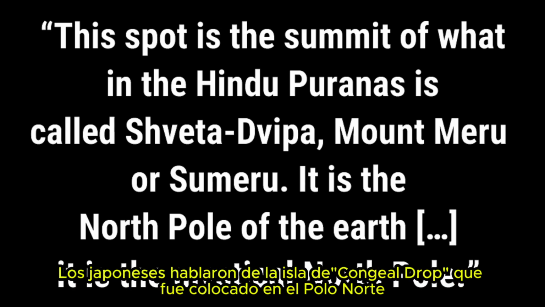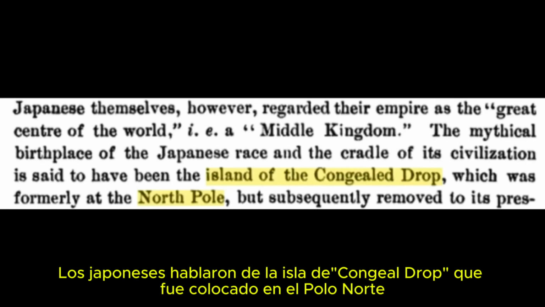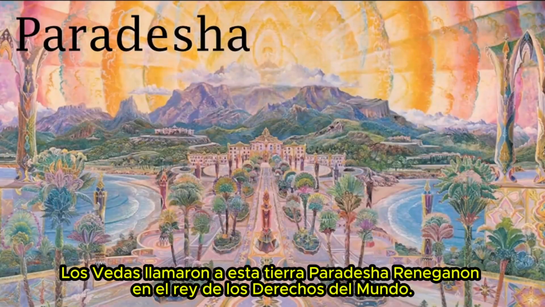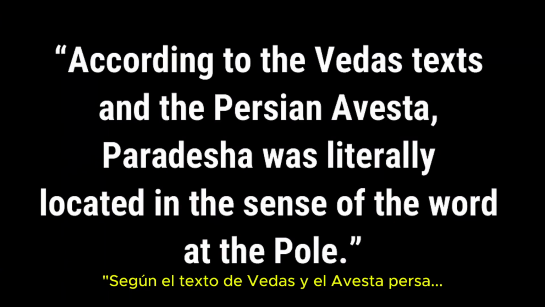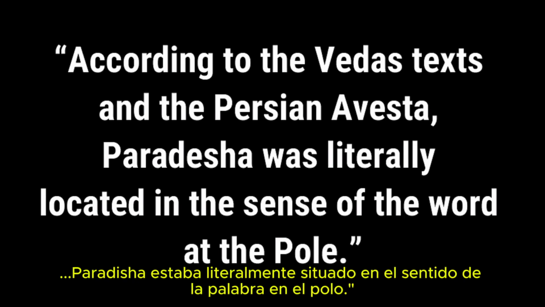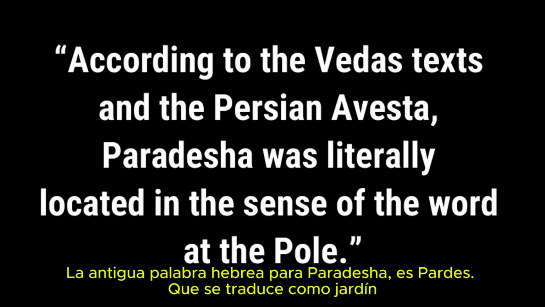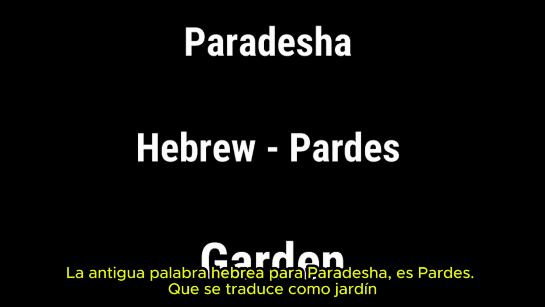The Japanese spoke of the island of the congealed drop, which was placed at the North Pole. The Vedics called this land Paradisha. Ewaranon in The King of the World writes, according to the Vedas text and the Persian Avesta, Paradisha was literally located in the sense of the word at the pole. The ancient Hebrew word for Paradisha is Pardes, which translates to garden.